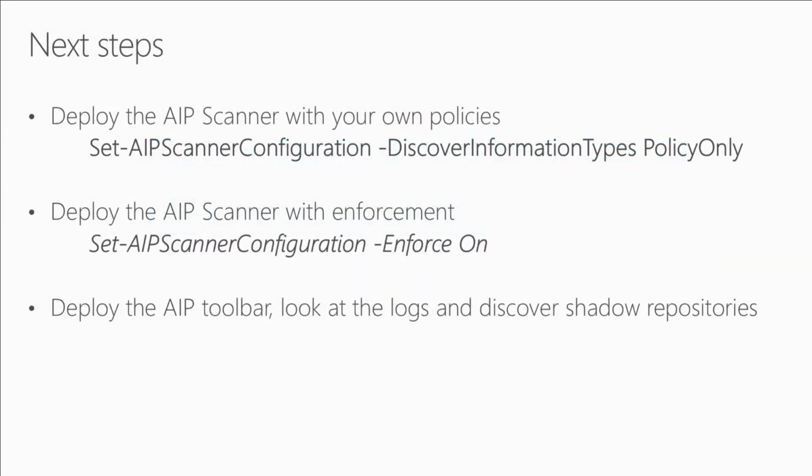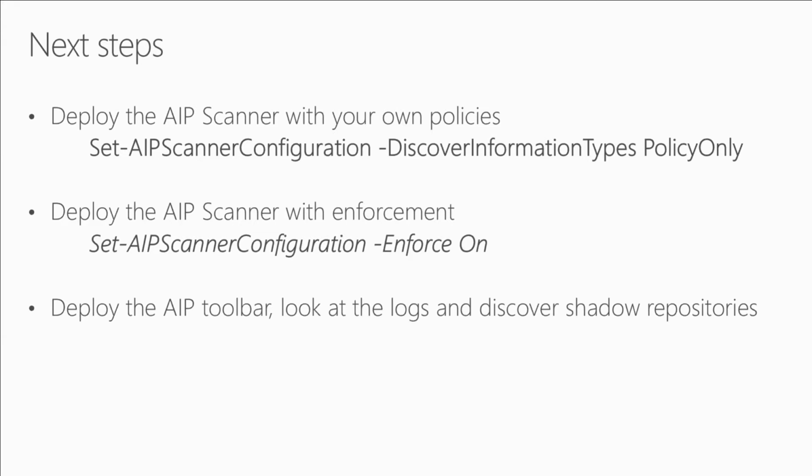Now, that's the first step. After you have deployed the scanner in discovery mode, if you found that you have data you need to protect, there are other things that you can do. One of them is create some policies that say, for example, anything that contains 3 credit card numbers or more is confidential, and if it contains social security numbers, it's top secret, that kind of rule. And you switch the AIP scanner to run in policy only. At that point, it's not going to scan everything. It's going to look for the specific types that you have defined as critical for you.